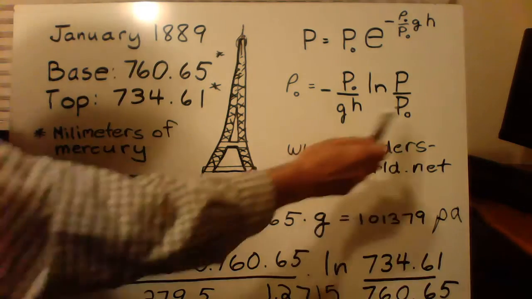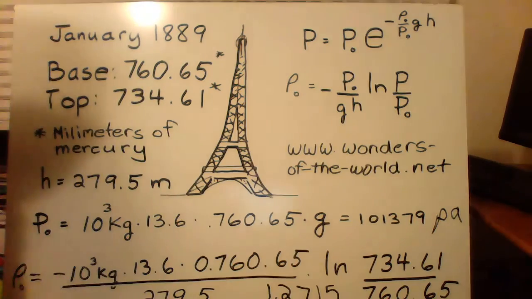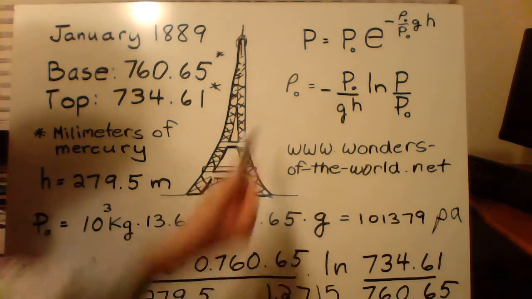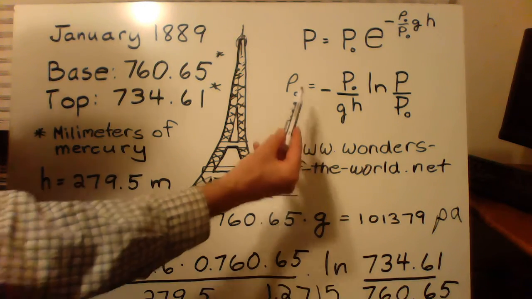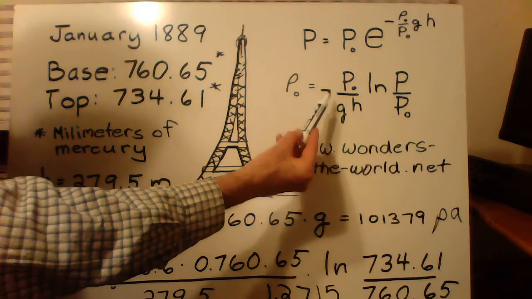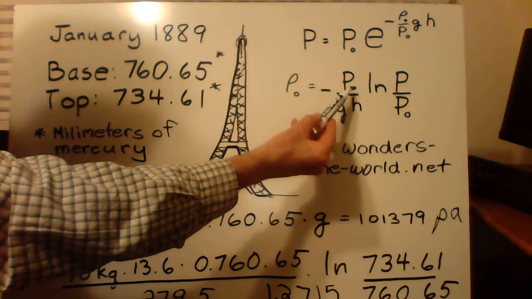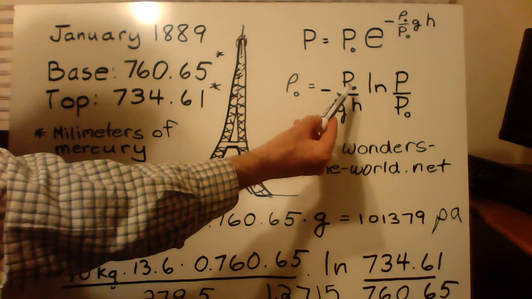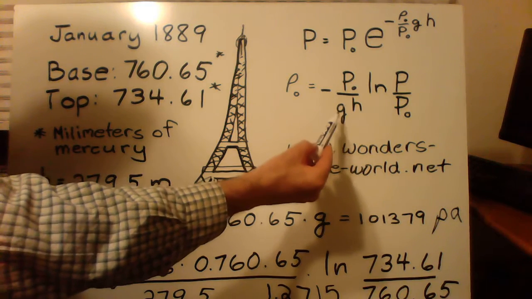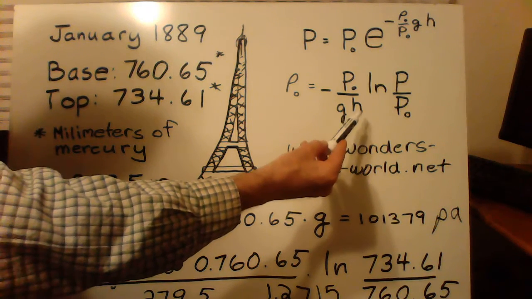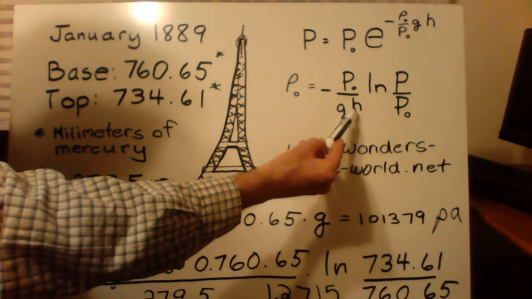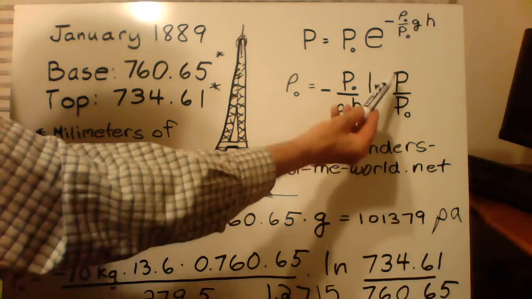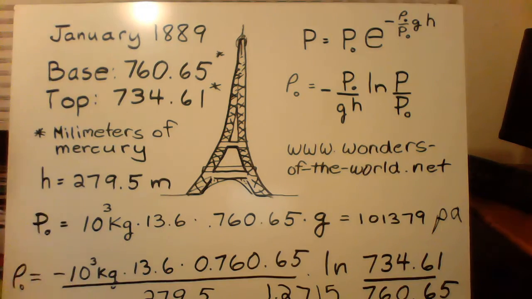And if we organize these terms and take the natural log of each side, we can solve for rho sub 0, which is equal to minus P sub 0, ground pressure, divided by g, gravitational acceleration, times h, times the log of P over P sub 0. And we can get values for all of these things, and we can actually generate a number.